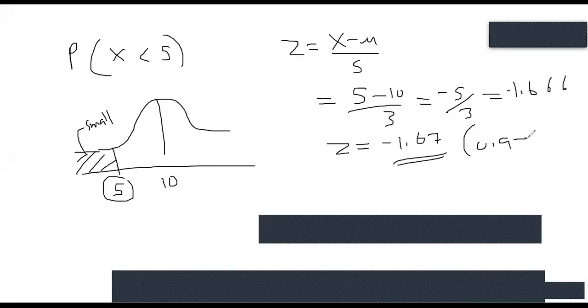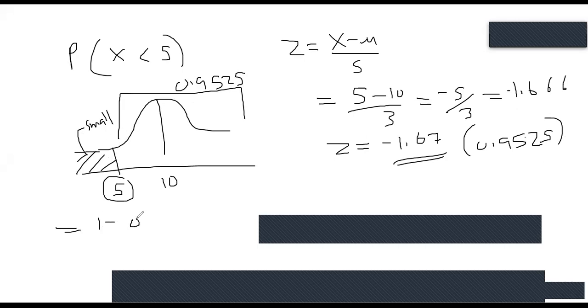So 0.9525. What you need to understand is that all the readings in the table are denoting the big part. So this 0.9525 is denoting the big part there. But we're not interested in the big part. We're interested in the small part. So how do we get the small part? By subtracting from 1. Are we following?